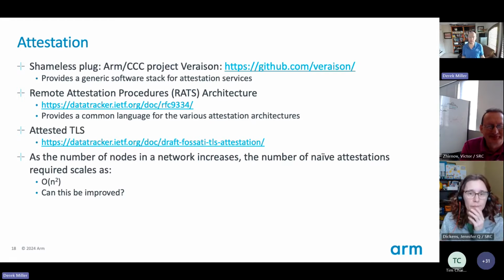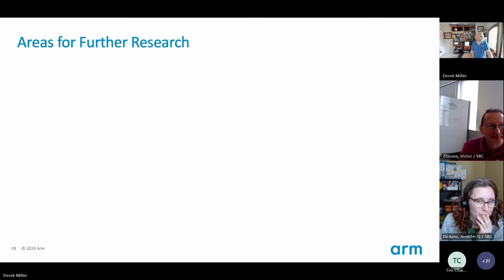One thing to note about attestation, if you're doing attestation naively, as the number of nodes in the network increases, the number of attestations scales as O(n squared), which is not a great scaling factor. It creates a lot of load for attestation services. And one of the questions I have for the SRC is, can you improve this? And now this is the areas for further research.